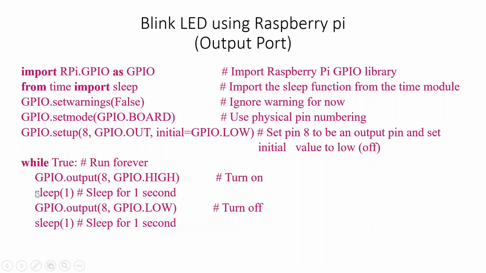This is a while loop, a control structure. While True means this loop will run forever. First we set GPIO pin number 8 as high by using the output function. After a delay of 1 second, by using the sleep function, we set the status of pin number 8 as low by using GPIO.LOW, and then again we give the sleep function for a delay of 1 second. In that way we can blink the LED by using Raspberry Pi.